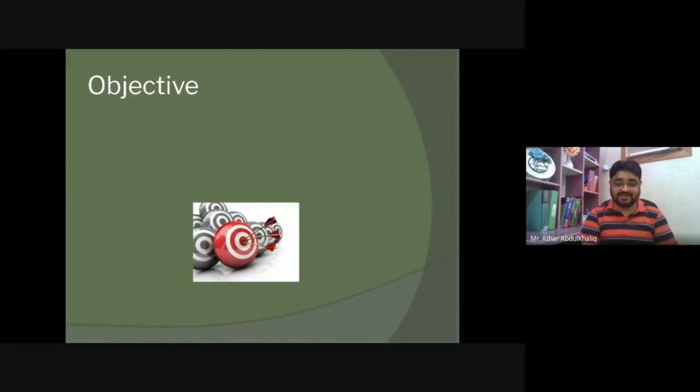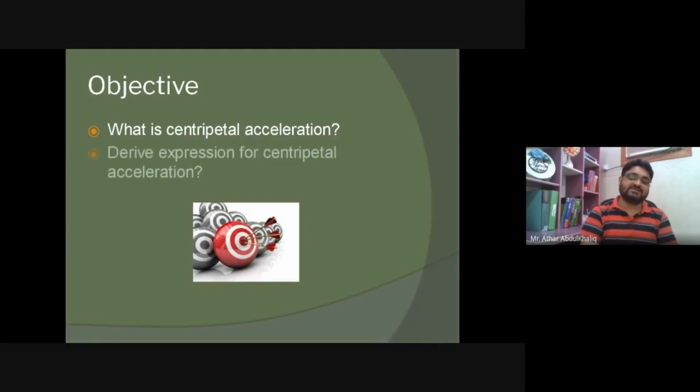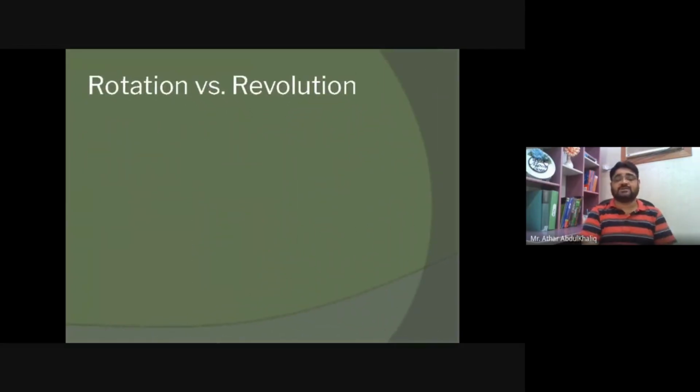For the starter, what are the main objectives of our lesson today? First of all, we need to know what centripetal acceleration is. Secondly, we will discuss the expression of the centripetal acceleration. Also, we will learn what circular motion is and the different types of circular motion.